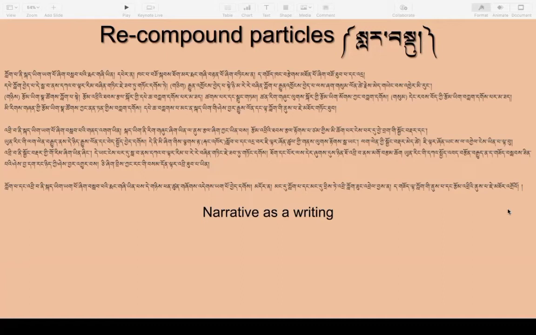So the usage of these recompound particles, as we see, is to show us that from this point where the recompound particle has been stated, everything ahead of it actually belongs to the same narrative. In cases where this recompound word has another recompound word that has preceded it, that means that anything that starts after that recompound particle to this recompound particle will be in one narrative.